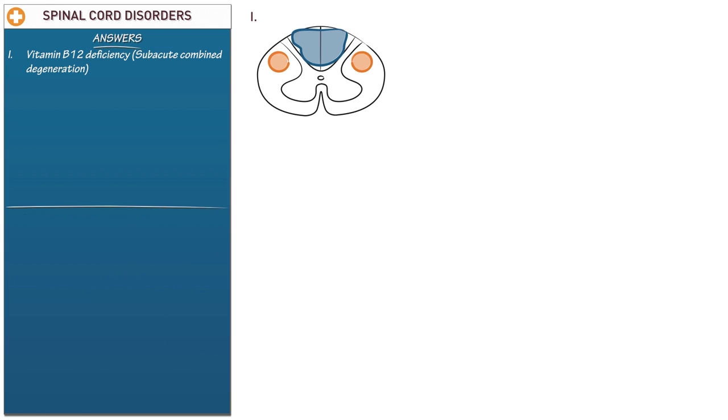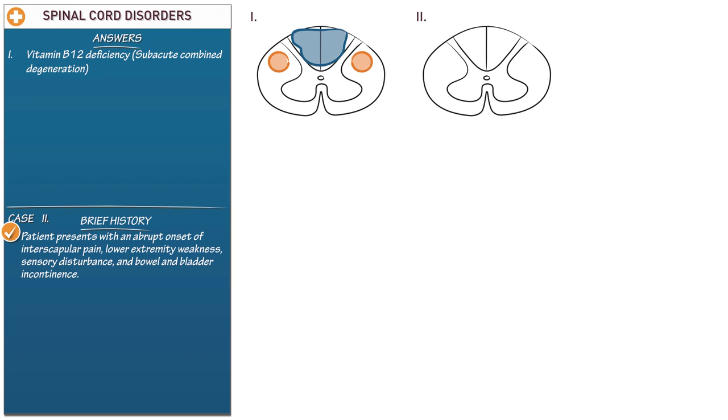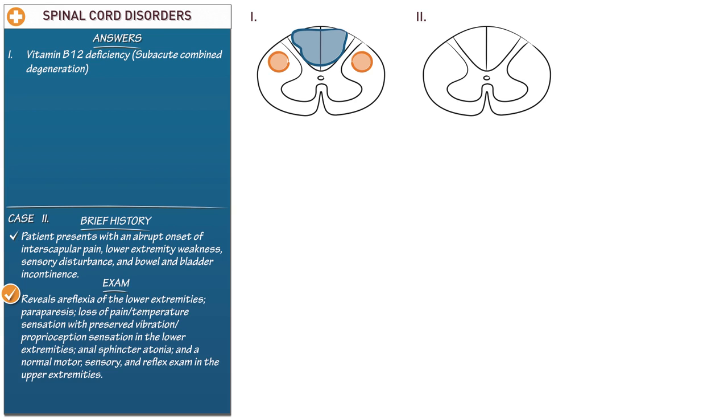Case 2. Patient presents with an abrupt onset of interscapular pain, lower extremity weakness, sensory disturbance, and bowel and bladder incontinence. Exam reveals areflexia of the lower extremities, paraparesis, loss of pain temperature sensation with preserved vibration proprioception sensation in the lower extremities, anal sphincter atonia, and a normal motor, sensory, and reflex exam in the upper extremities.